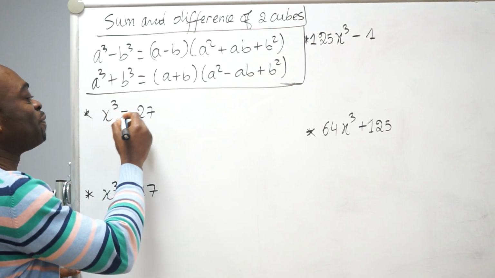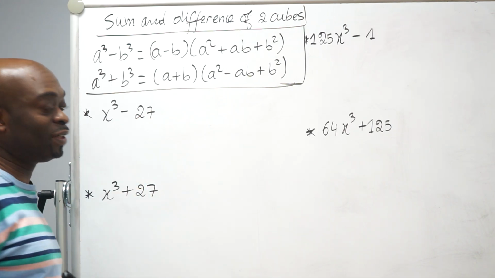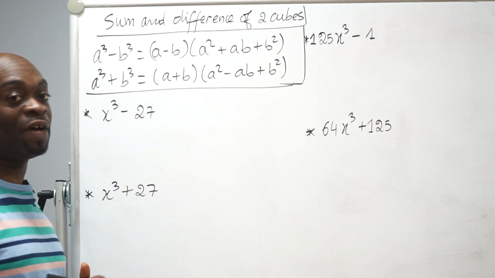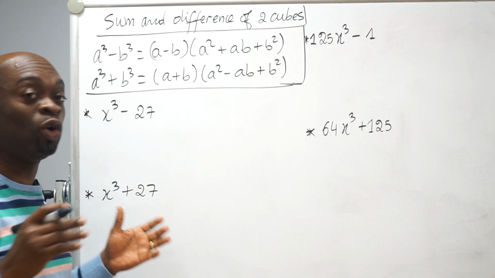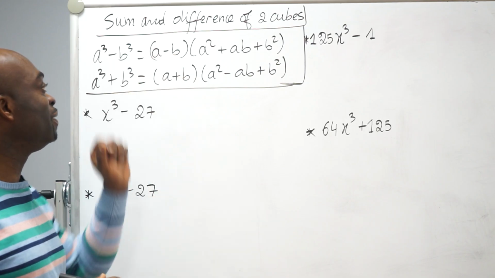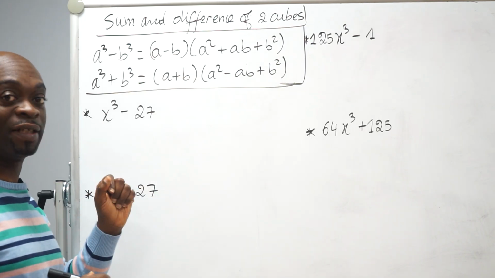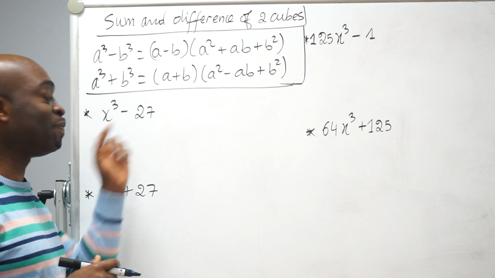So we have x to the third power minus 27, or x cubed minus 27. So what does this mean? What are we looking for? We're looking for a and b. At this point, it's a cubed minus b cubed.